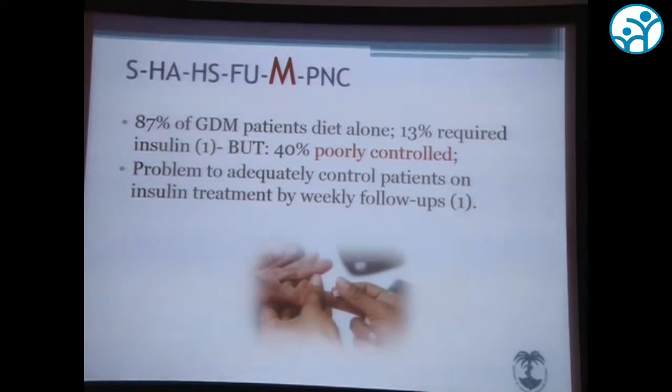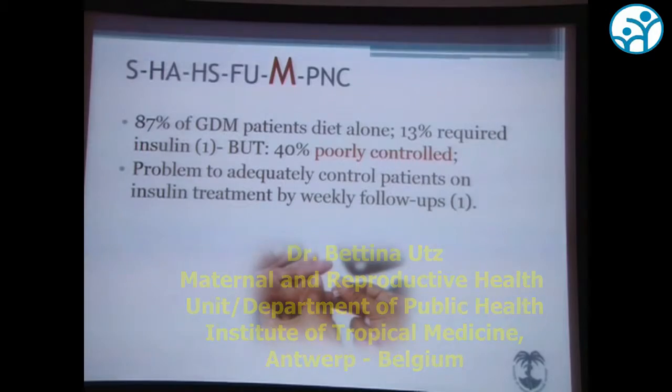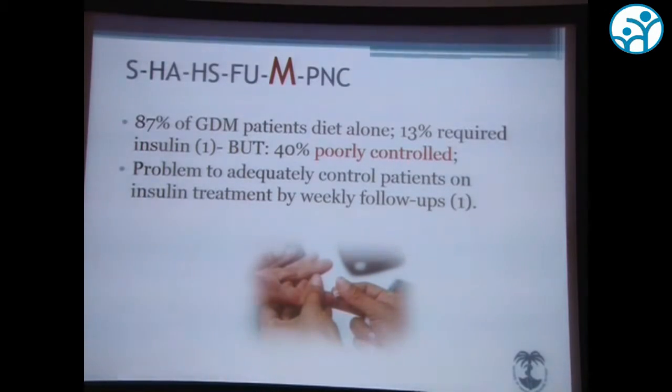Regarding medication, it was interesting to see in one study from Nigeria, they said usually our GDM patients, 80% of our GDM patients are fine with diet alone, and only 13% would require insulin. But in their sample, they found that 40% of these women were poorly controlled. In a study from Vietnam, they said, for us, it's a problem to adequately control patients on insulin treatment by weekly follow-ups only.